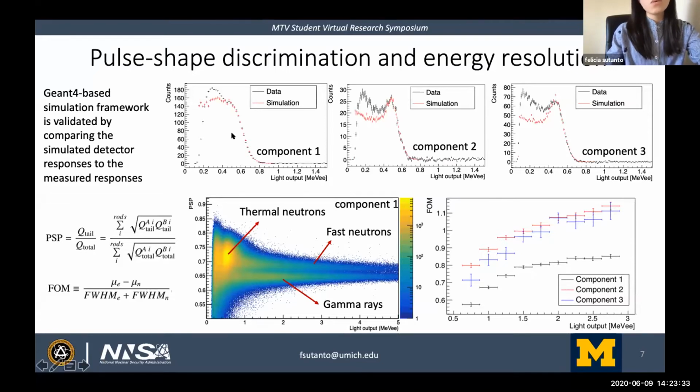We also have developed a Geant4-based simulation framework, and we validated our Monte Carlo by comparing our simulated light output response to the measured data. And as shown here, we observe pretty good agreement between the simulated and the measured responses. We do observe discrepancy in the low energy region, and this is caused by the low energy scattered gamma rays that were not present in the simulation.